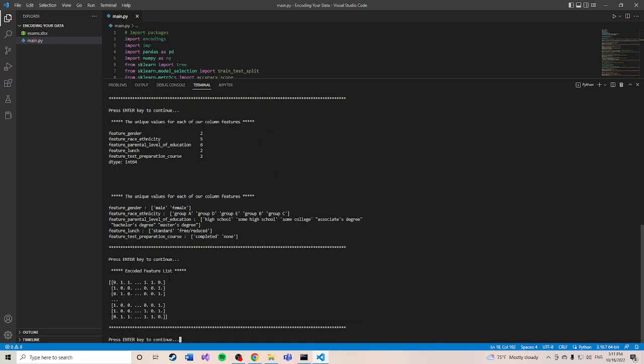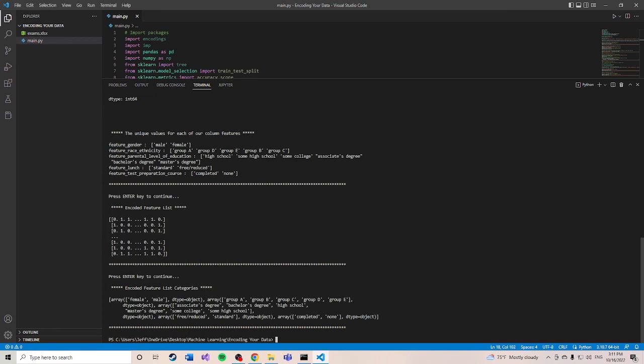Now our encoded feature list. This is the data that is encoded. So it got put into an array, which puts our data into a much easier way for us to calculate. And when we press enter again, the encoded feature list categories out of our array, it put them directly into the array and completed all of our data set for us.